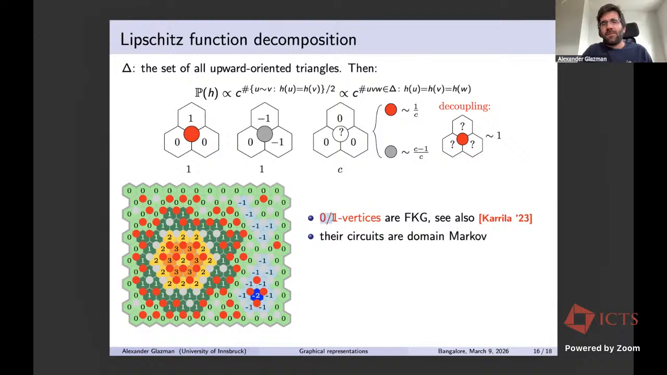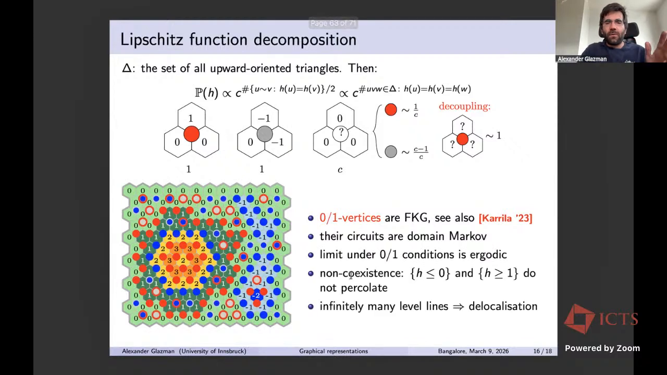And so the point is, if you again look at these 0, 1 vertices, these red vertices, they again satisfy FKG like before, the circuits of the Markov property like before, and again like before, we can prove that they have a limit under these conditions. Now, if before you had 0 conditions, now you have the 0, 1 conditions. So on the boundary, you fix the 0 or 1 given by these vertices. The limit is ergodic. You use the non-coexistence theorem to say that the heights below 0 and above 1 don't percolate simultaneously. By symmetry, under these conditions, either both percolate or neither percolates. So both cannot percolate, so none percolates, and eventually this gives level lines and delocalization.